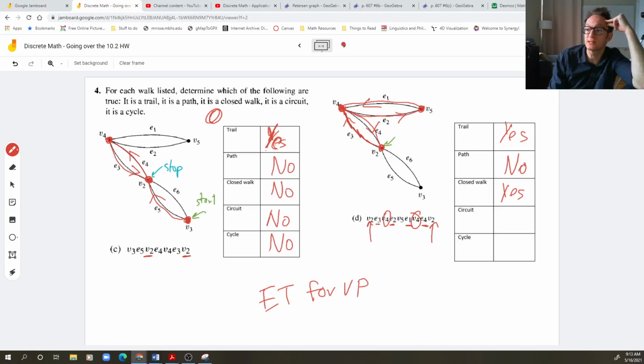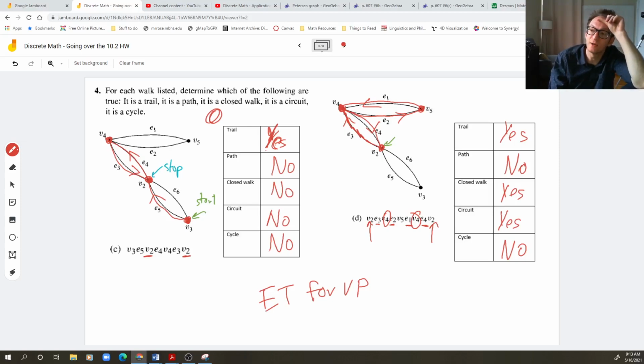Is it a circuit? Yes. And it's not a cycle. And this is actually the perfect case of something which is a circuit but not a cycle. Why is it a circuit? That's because a circuit is a closed trail. It is a trail because we don't reuse any edges, and it is closed.